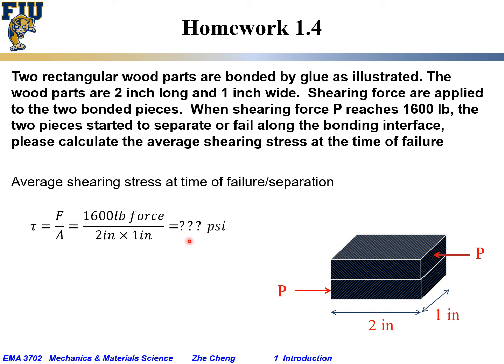So then you plug the numbers in, you would be able to get the average shearing stress in these two pieces at the time of failure. Similarly, I hide away the unit and the number for your own benefit. Again, PSI means pound per square inch, or pound force per square inch.